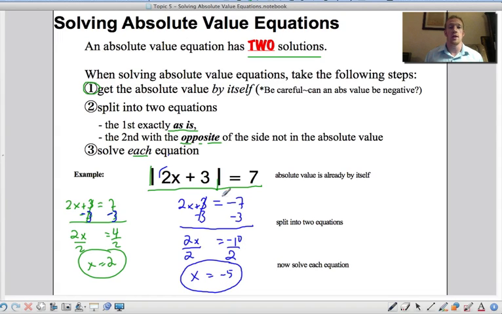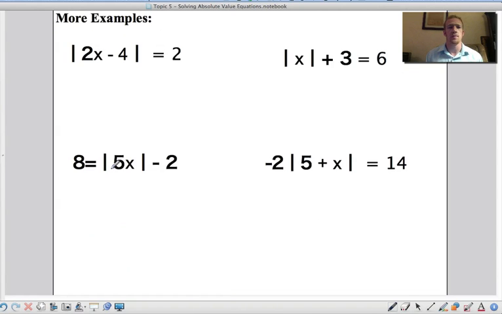Alright, so I went through all that one nice and slow. I'll do a few more examples so you can see some of the other things that can happen. So, is it already isolated? Yes. So we make our two equations. Very similar to what we just did.